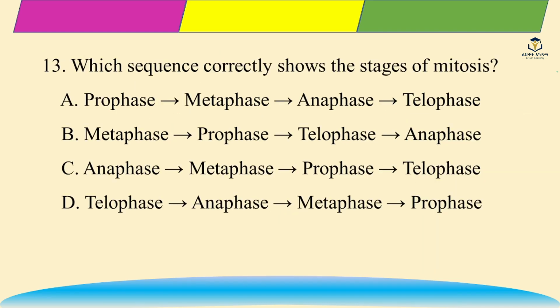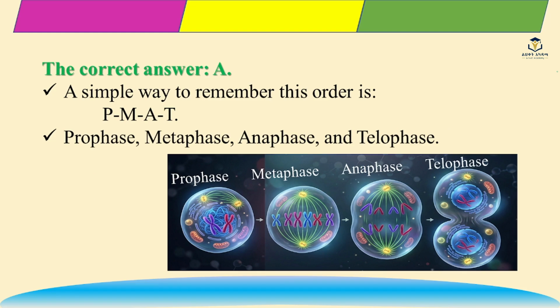Question 13. Which sequence correctly shows the stages of mitosis? A. Prophase, metaphase, anaphase, telophase. B. Metaphase, prophase, telophase, anaphase. C. Anaphase, metaphase, prophase, telophase. D. Telophase, anaphase, metaphase, prophase. The correct answer is A. Prophase, metaphase, anaphase, telophase. A simple way to remember this order is PMAT: prophase, metaphase, anaphase, and telophase.